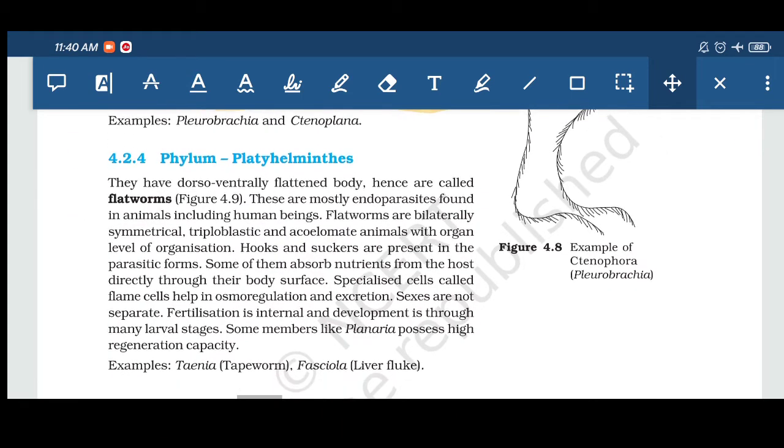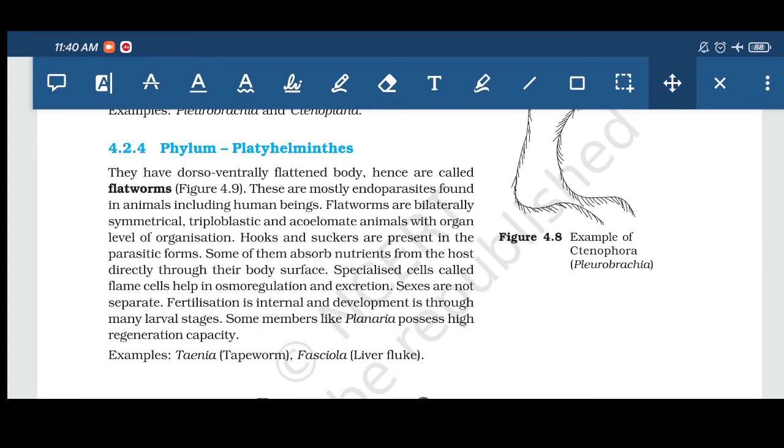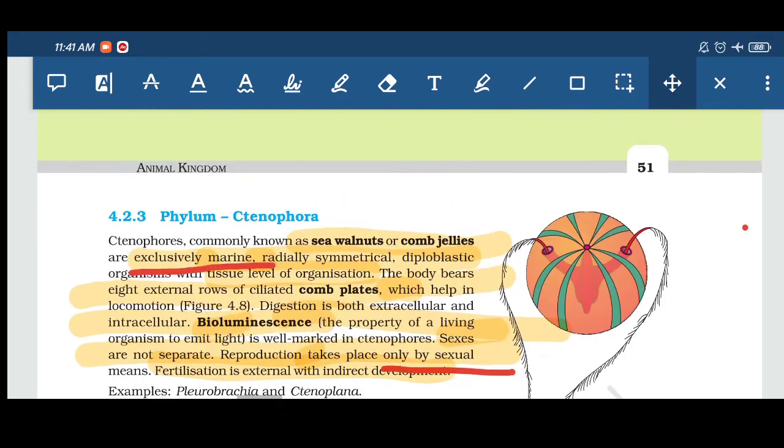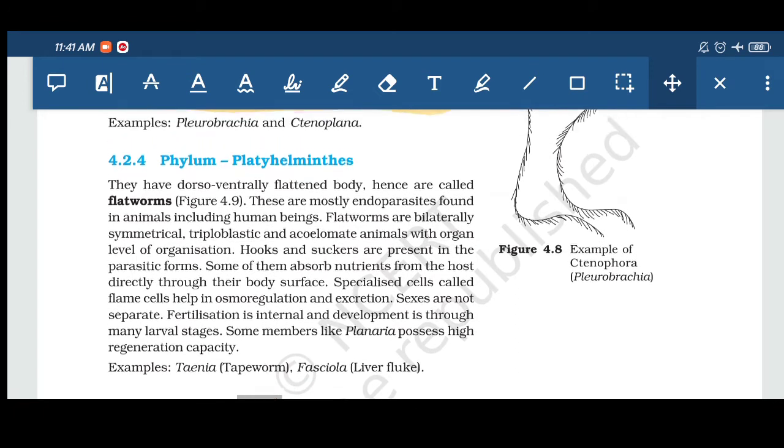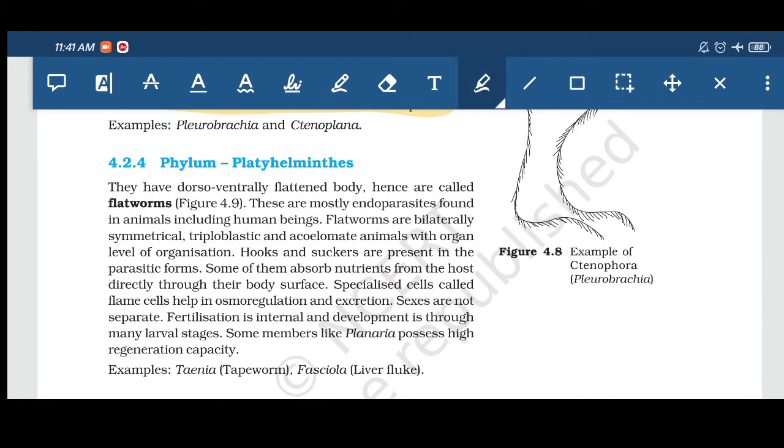Then coming to the next phylum, that is phylum Platyhelminthes. Platy means flat and helminthes means worms, so flatworms. Then coming to the paragraph, they are dorsoventrally flattened, hence called flatworms. They are mostly endoparasites found in animals, including humans. Flatworms are bilaterally symmetrical, triploblastic, acoelomates, with an organ level of organization.